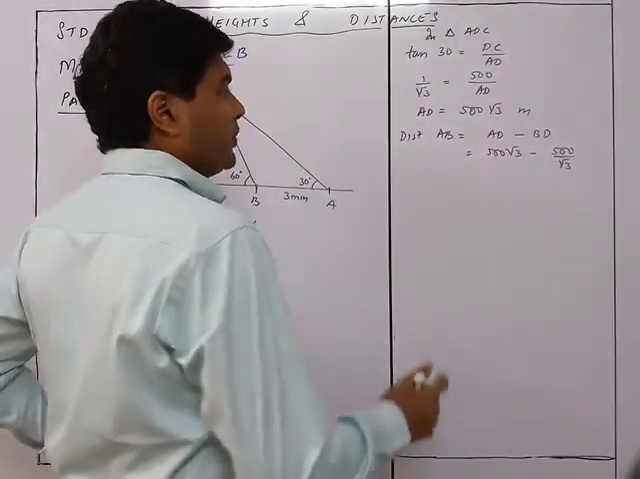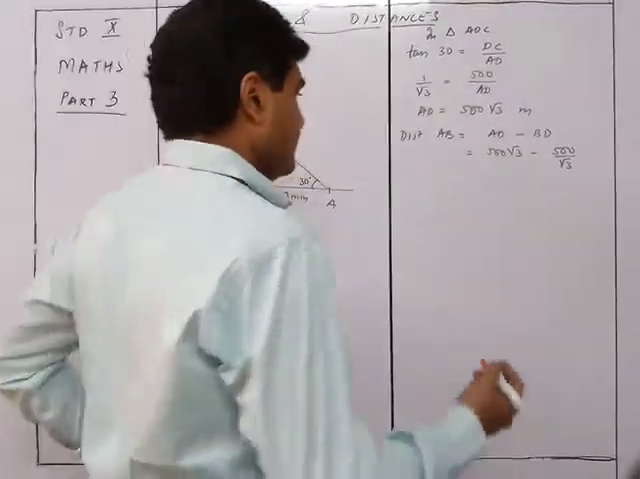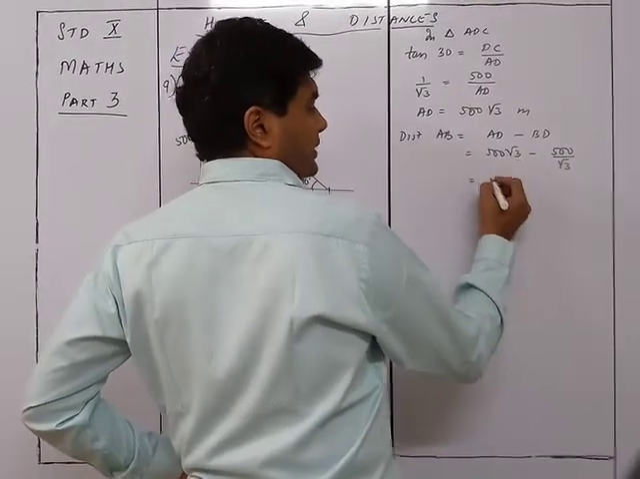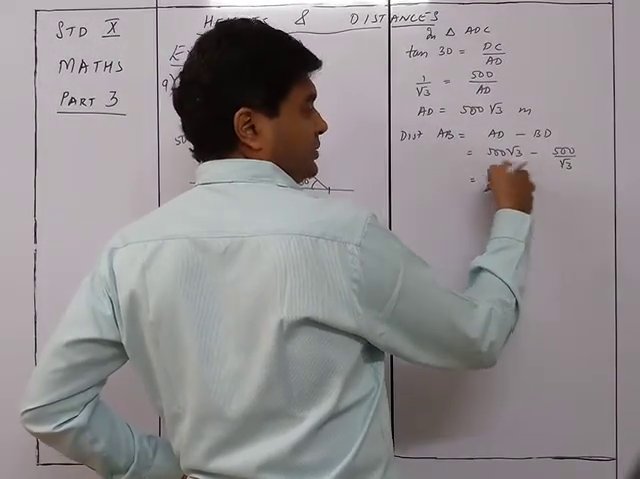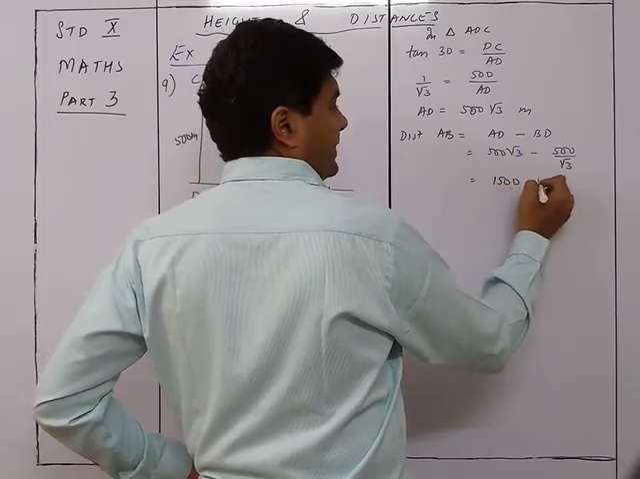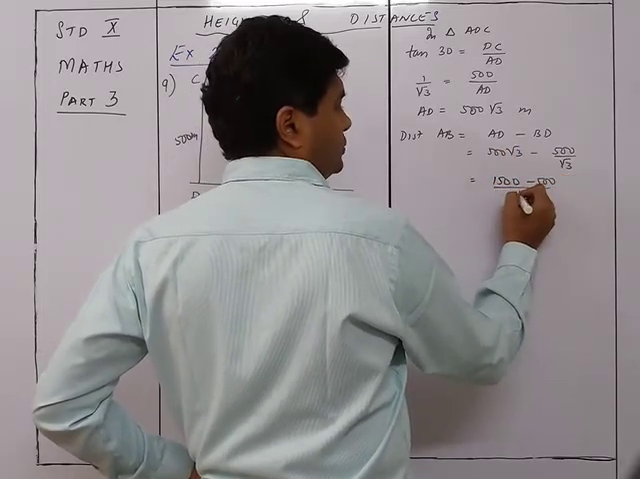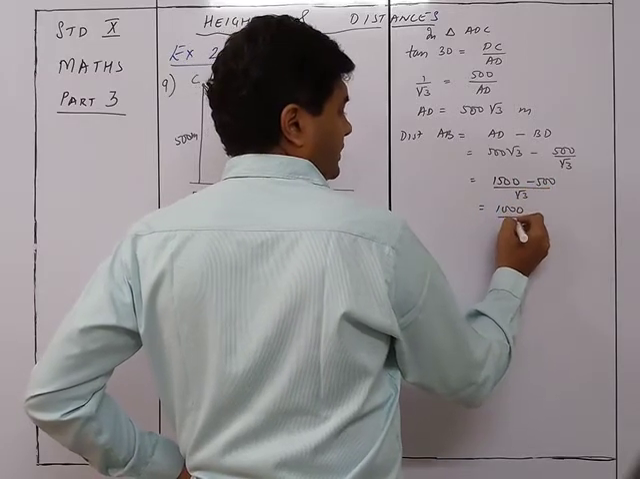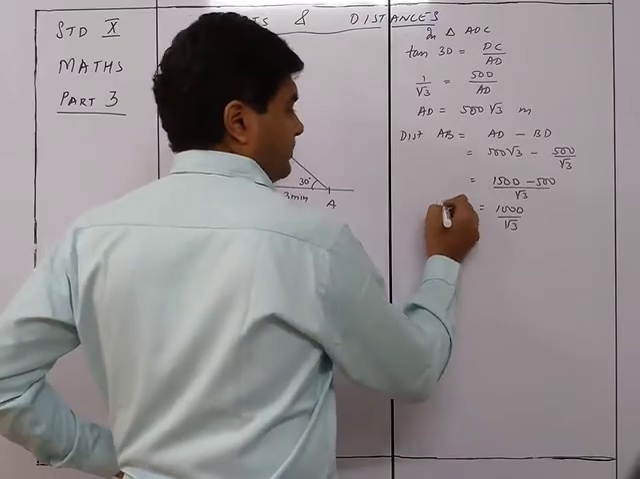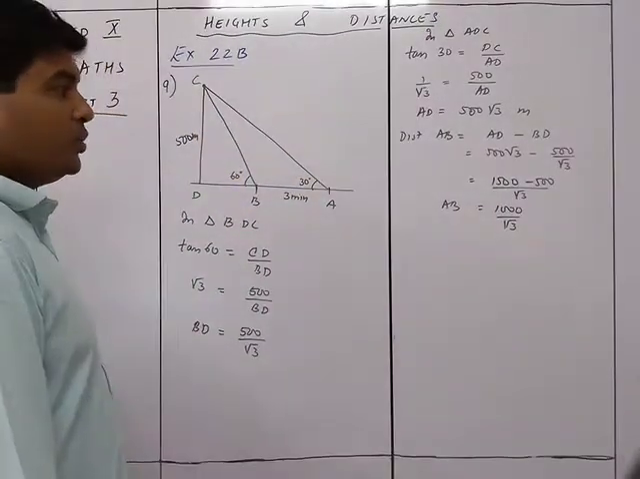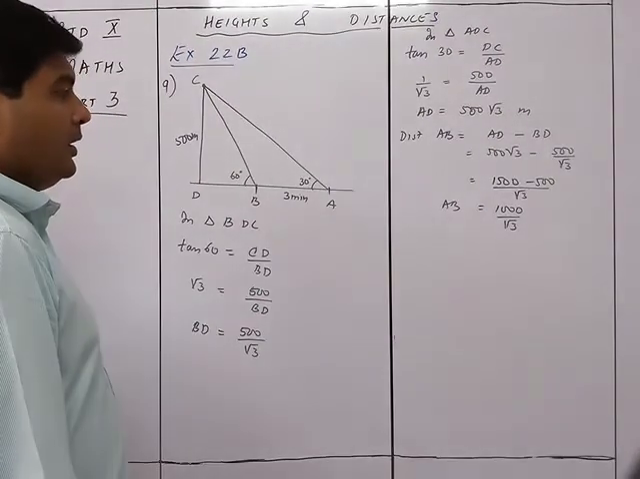We need to sign the board also. Time taken with that. So here it is 500 into root 3 into root 3. Taking the LCM, root 3 gets multiplied, so it will be 500 into 3. So 1500 minus 500 upon root 3, that will be 1000 upon root 3. That is AB. 1000 upon root 3 is AB.